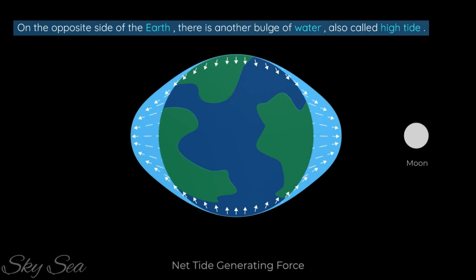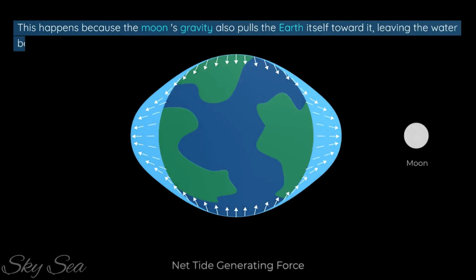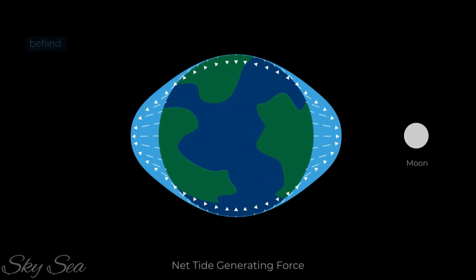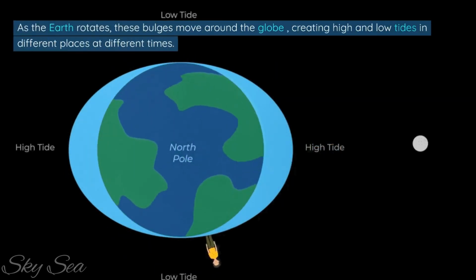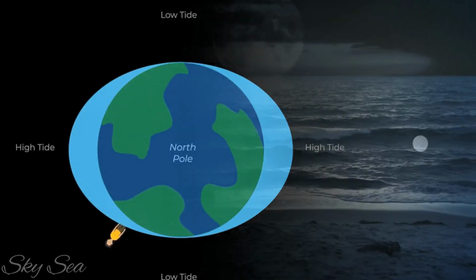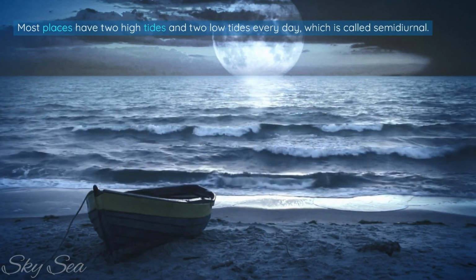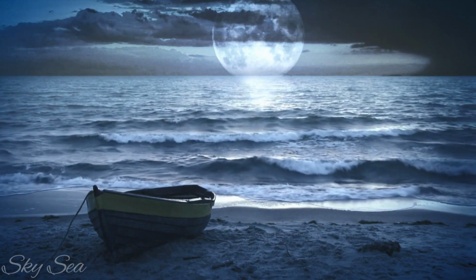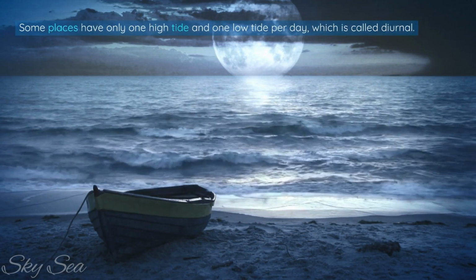On the opposite side of the Earth, there is another bulge of water, also called high tide. This happens because the moon's gravity also pulls the Earth itself toward it, leaving the water behind. As the Earth rotates, these bulges move around the globe, creating high and low tides in different places at different times. Most places have 2 high tides and 2 low tides every day, which is called semidiurnal. Some places have only 1 high tide and 1 low tide per day, which is called diurnal.